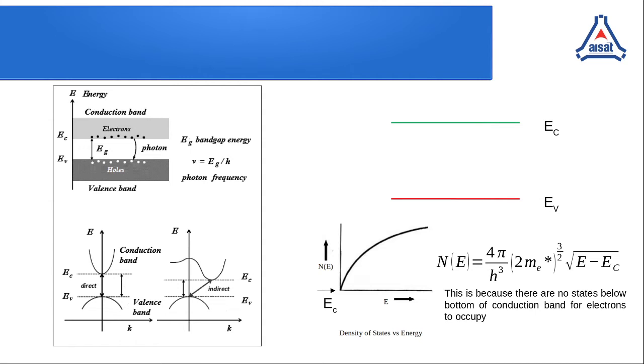Also, from our previous discussion, we had plotted a graph of density of states versus energy in the case of electrons, which will have the shown shape. In other words, from the mathematical equation we can clearly tell the density of states N of E is proportional to the square root of energy. As the energy increases, the number of available states for the electrons to occupy also increases.